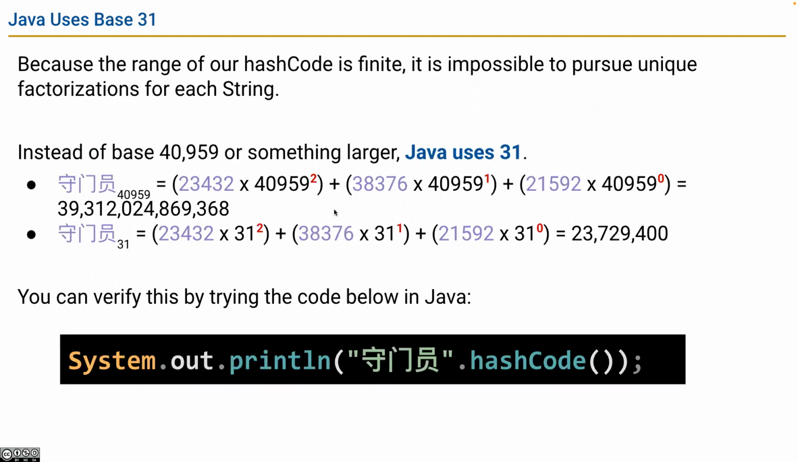So in other words, because the range of our hash code is finite, I'm going to note something, which is what we have as a hash code. And secondly, I'll note that our goal, which I just made up and never justified, of getting a unique representation is impossible. So for example, I have here goalkeeper, which is 23,729,400. And you could try this out. If you do System.out.println, you'll get this number.